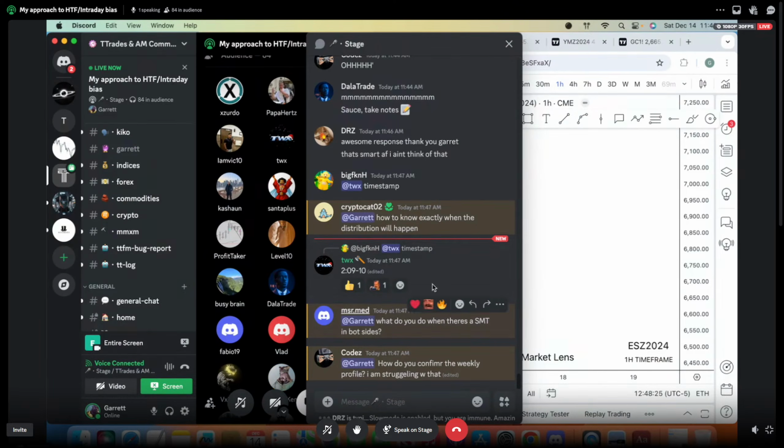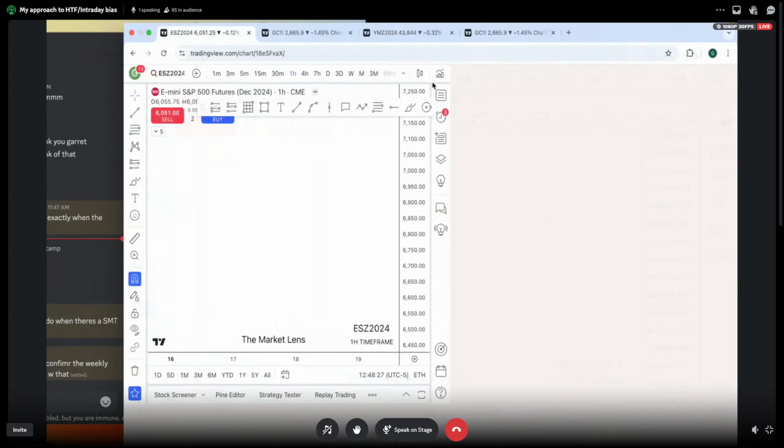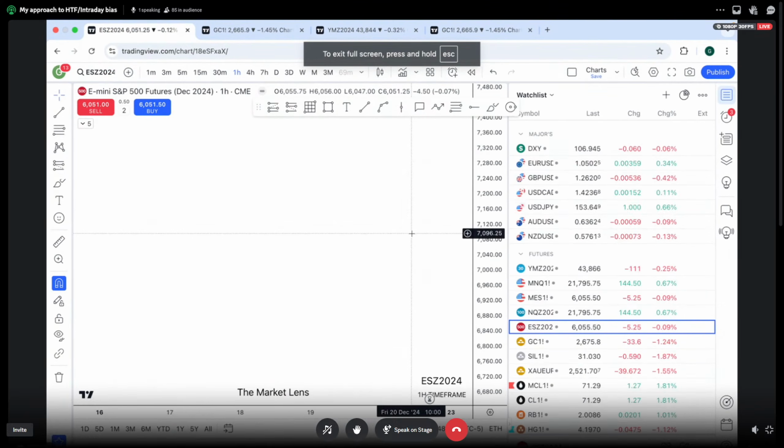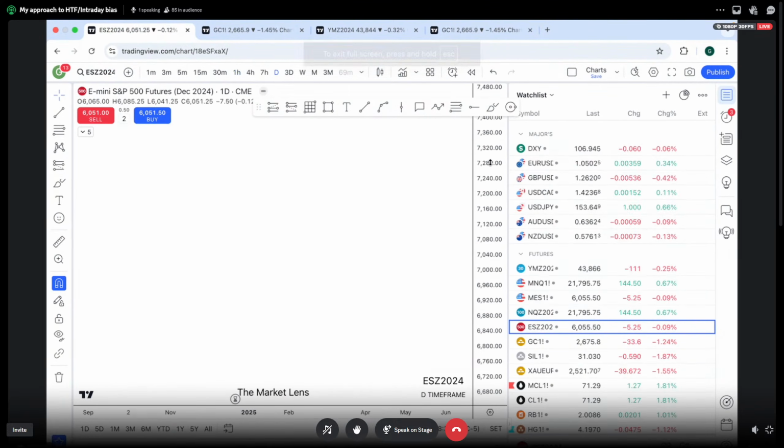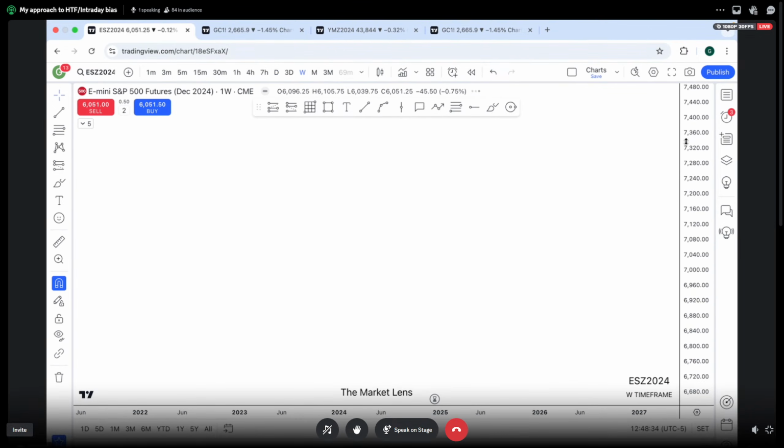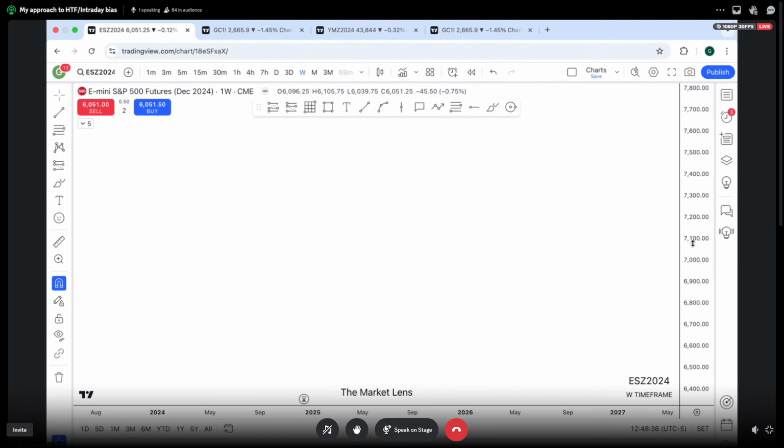How do you confirm this week profile? Yeah, it's a bit hard. I don't even look at it that way. Since I see this, I'm looking more so at phase of price.